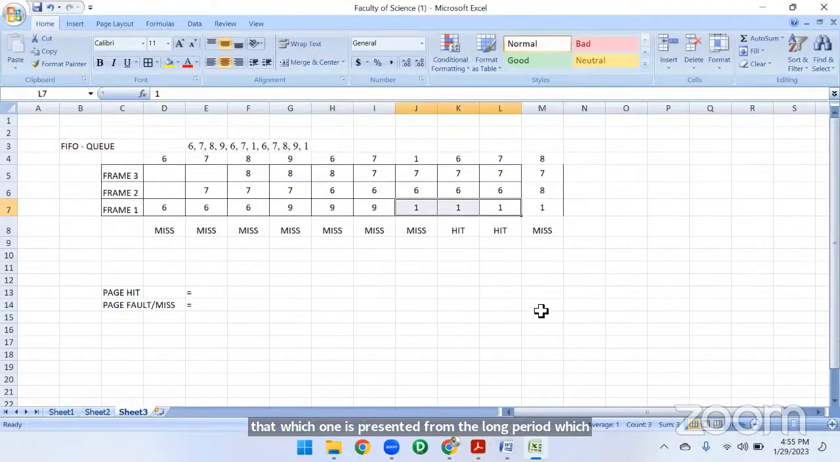Sir, in case of 2 columns, if it is repeated 5 times, what do we have to do?